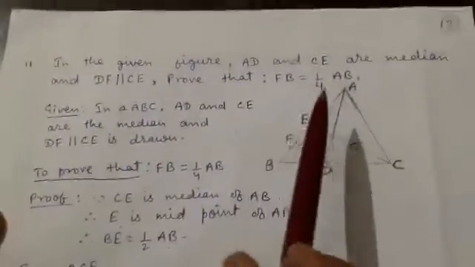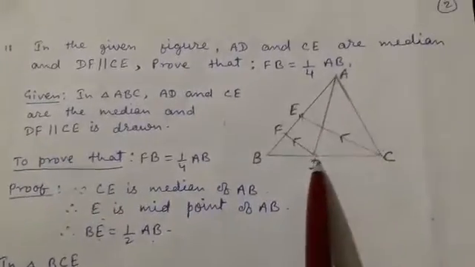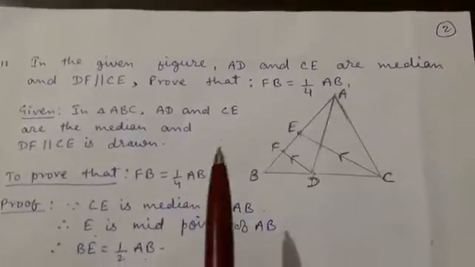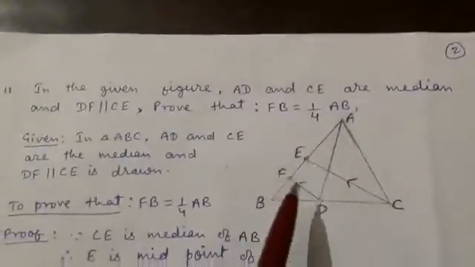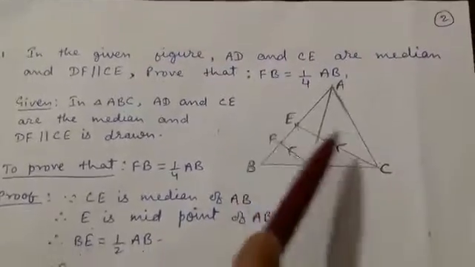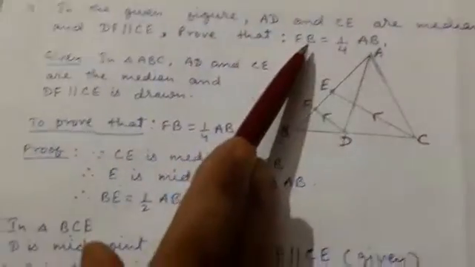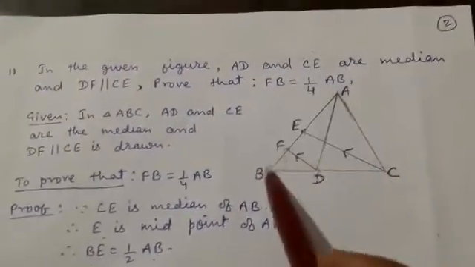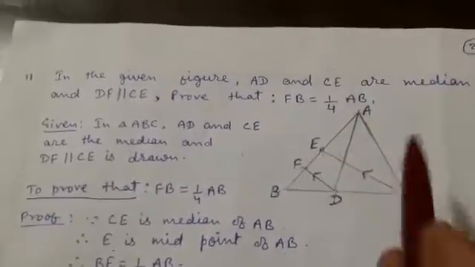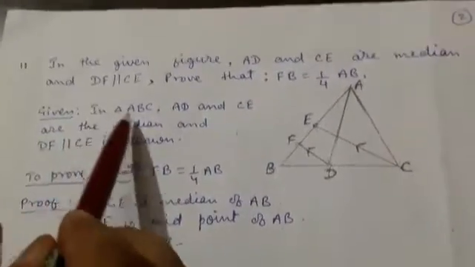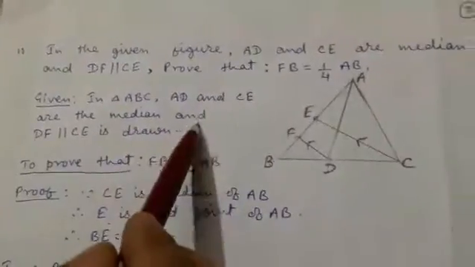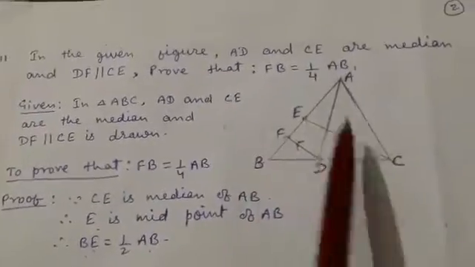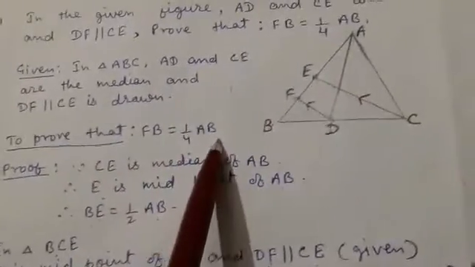In the given figure, AD and CE are medians and DF is parallel to CE. Prove that FB is equal to 1/4 of AB. Let us see, what is given in this question? In triangle ABC, AD and CE are medians and DF is parallel to CE. To prove that FB is equal to 1/4 of AB.